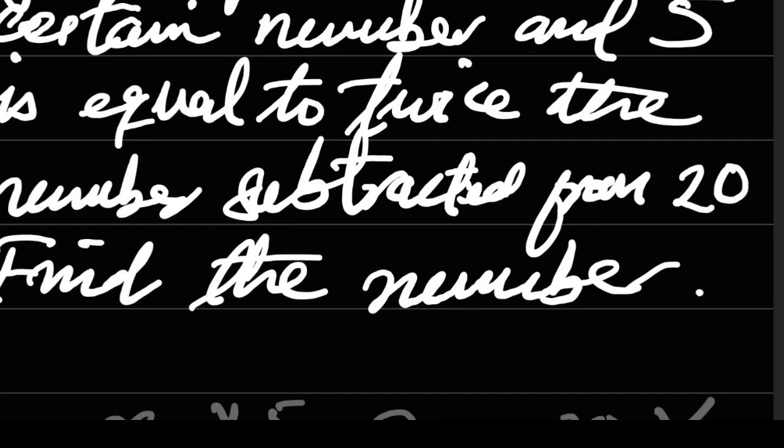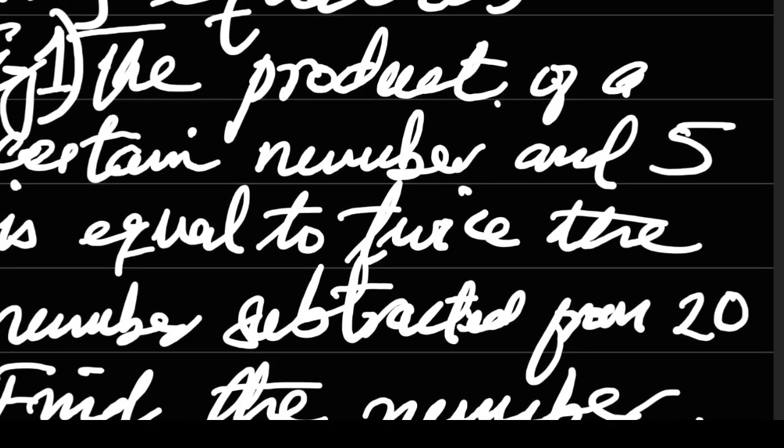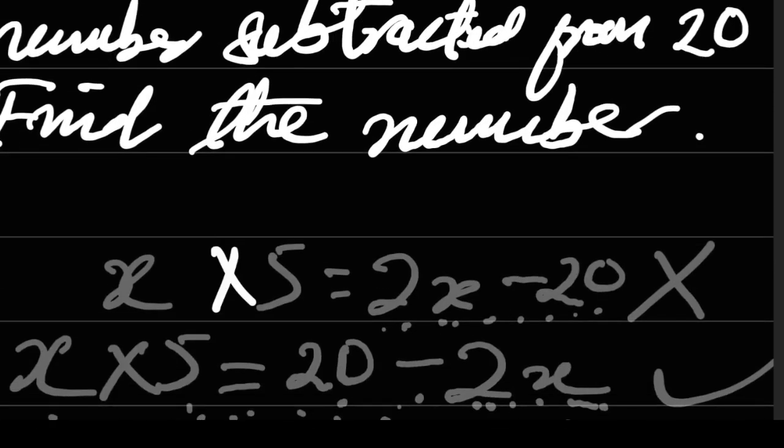Please, this is direct. We just follow according to the words. The product of a certain number. Once I said a certain number, that means we don't know the number. We can use a letter to denote the number. The product of a certain number and 5 is equal to twice the number subtracted from 20.